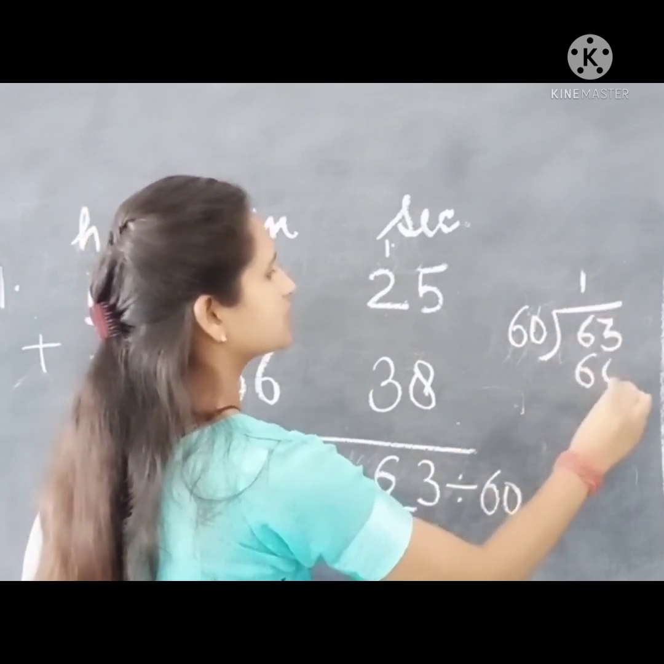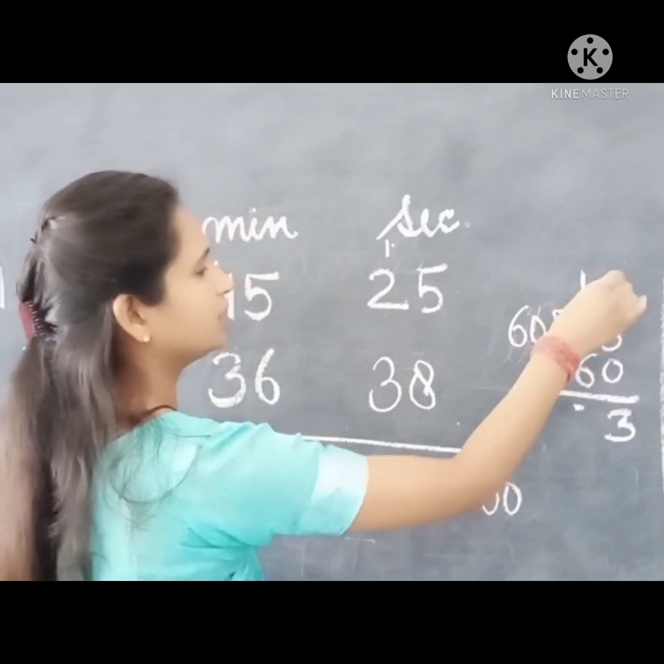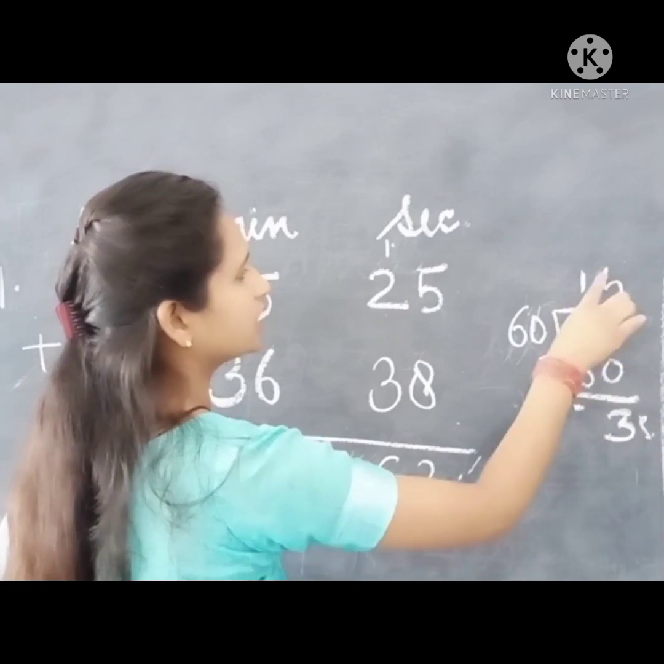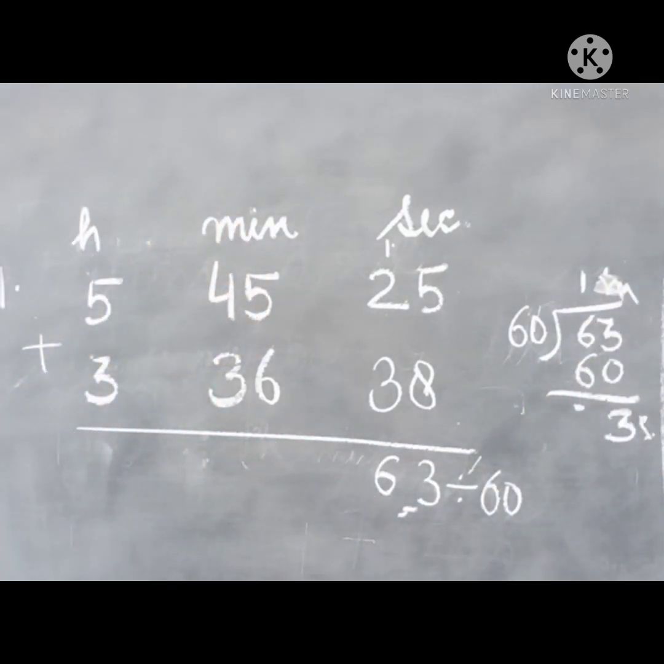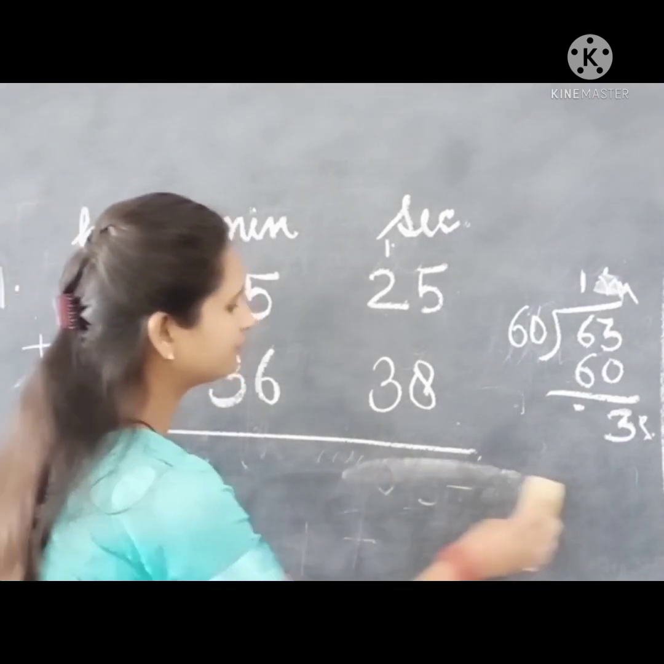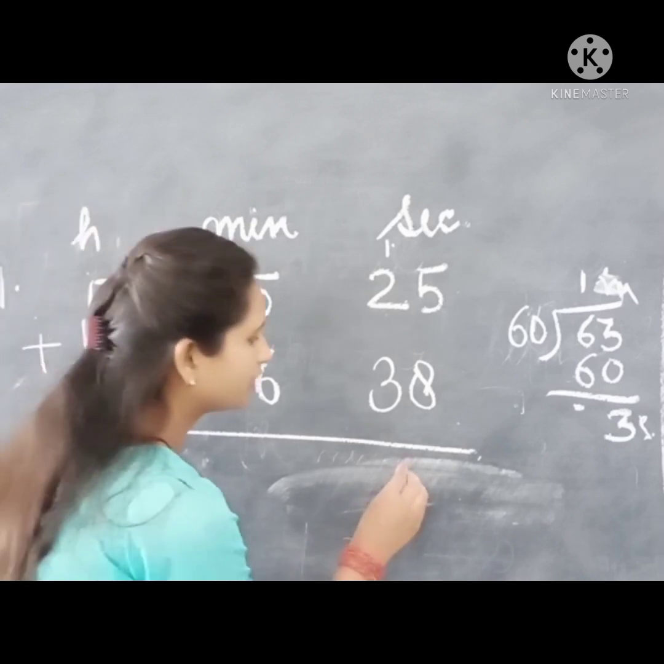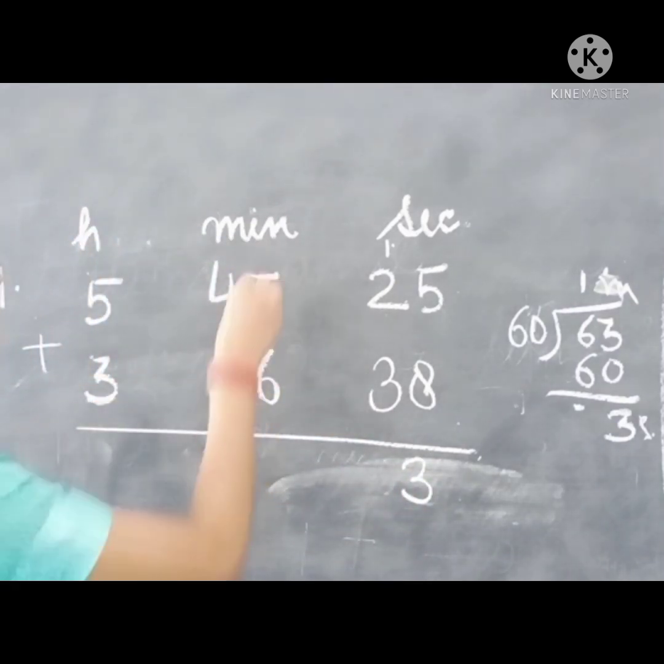60 ones are 60. 3. The quotient 1 will go as minute, and the remainder 3 will come as our answer in seconds. So now we have to rub it and write here 3. Now 1 will go as carry.